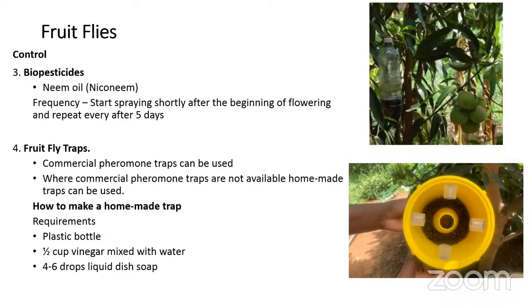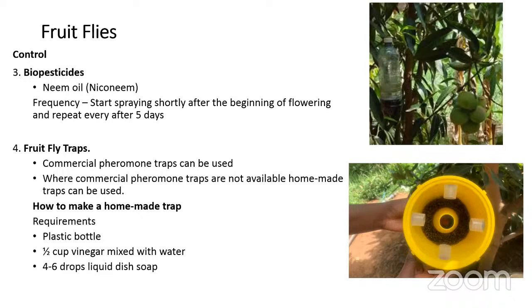The other biopesticide which you can use is Tephrosia. Tephrosia also, you pound it, you soak it in water, it remains there overnight. Then you sieve it. You can spray it on the leaves, and it can help to control the fruit flies.